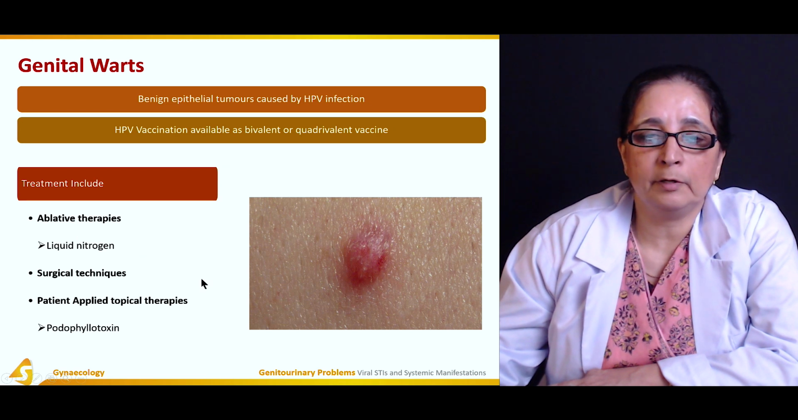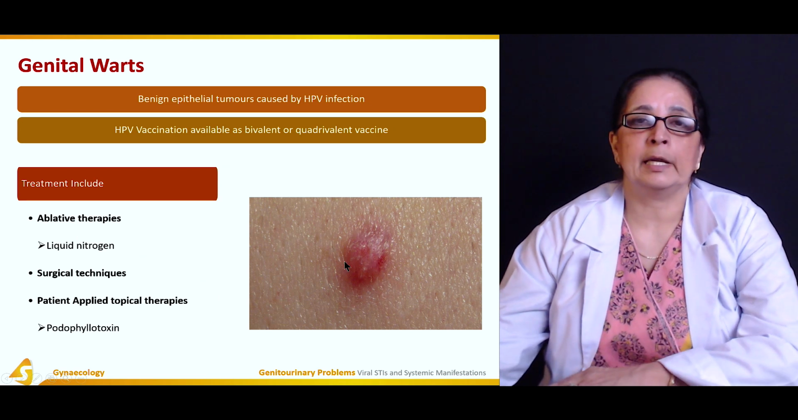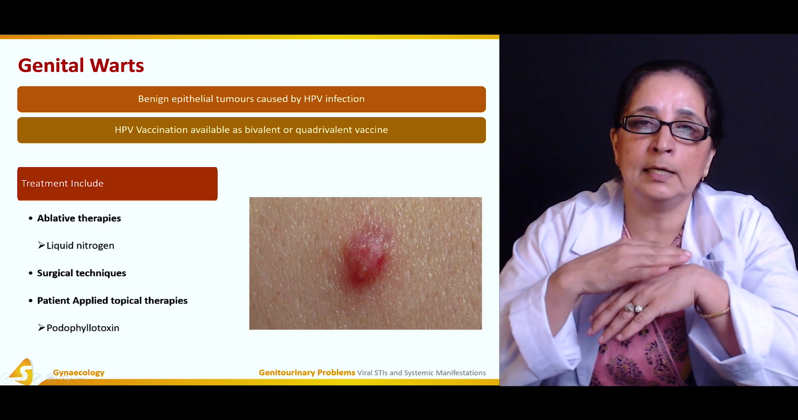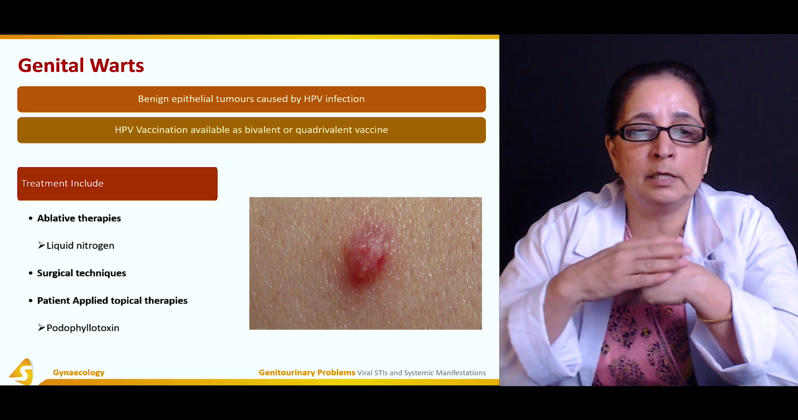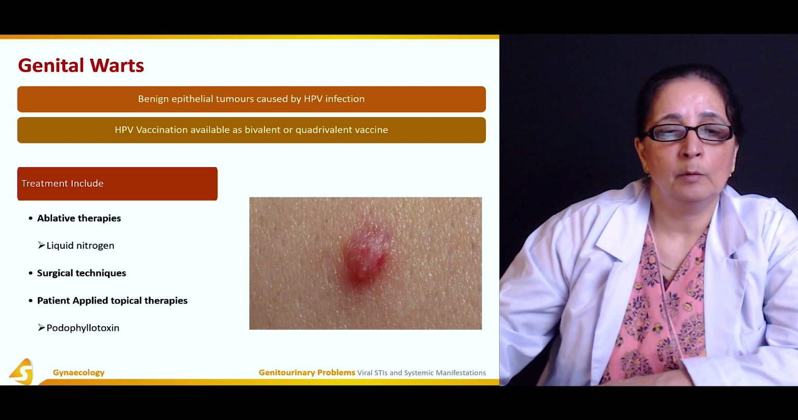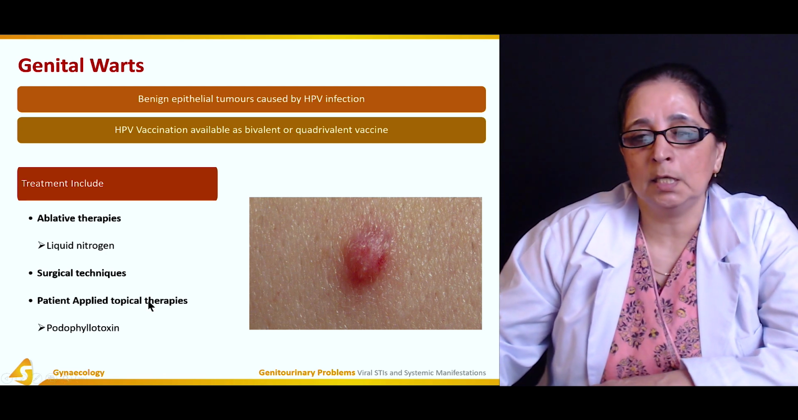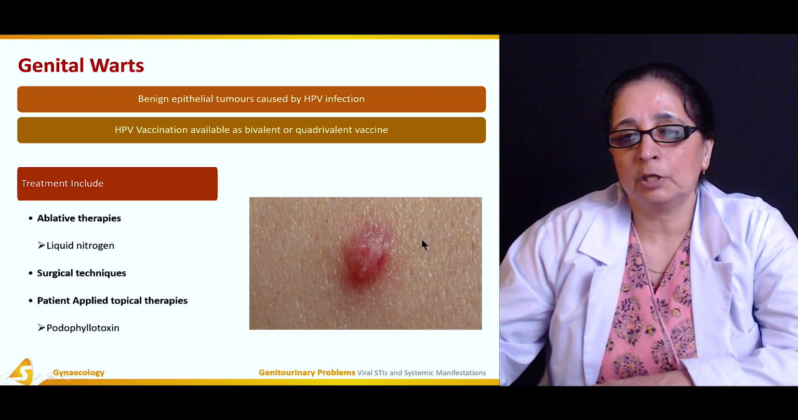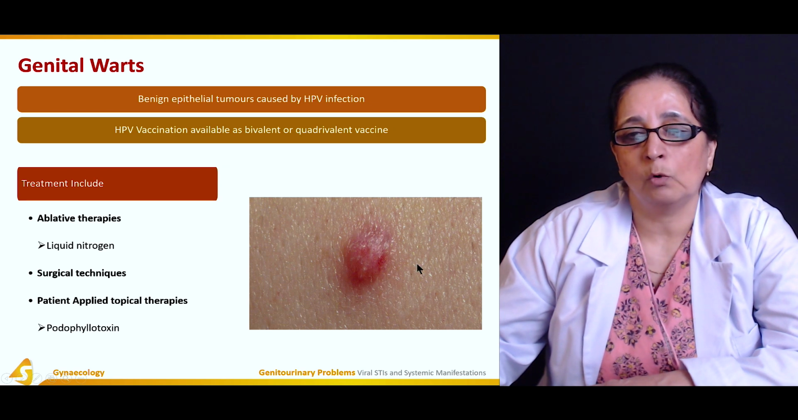Surgically, these can be removed also, and patients can apply ointments topically, meaning on the skin, on the area, in which usually podophyllotoxin is used. So this is the picture showing the genital wart.